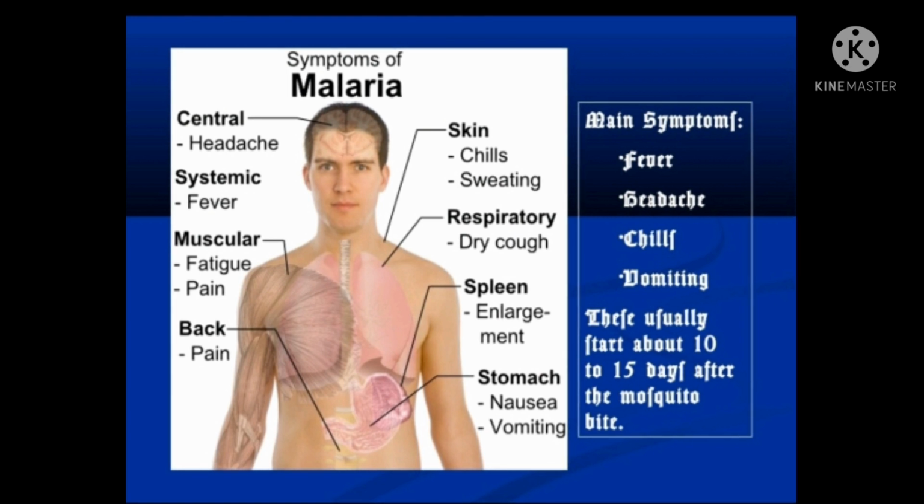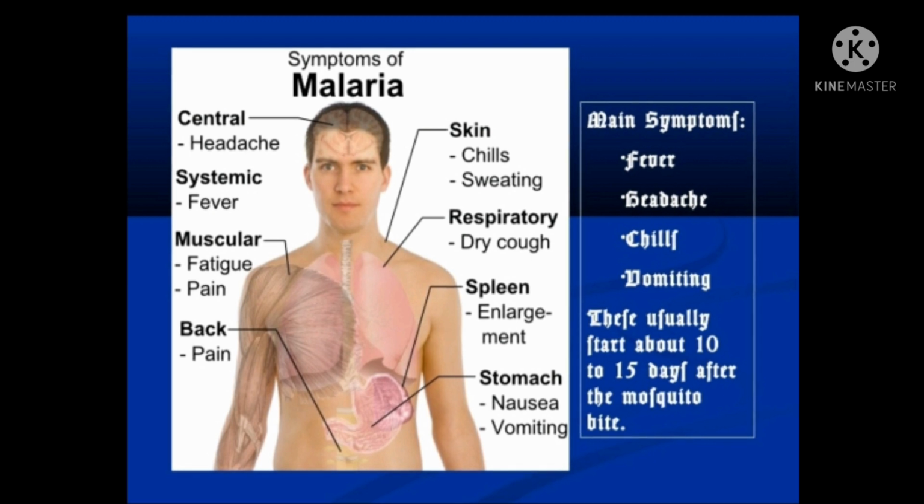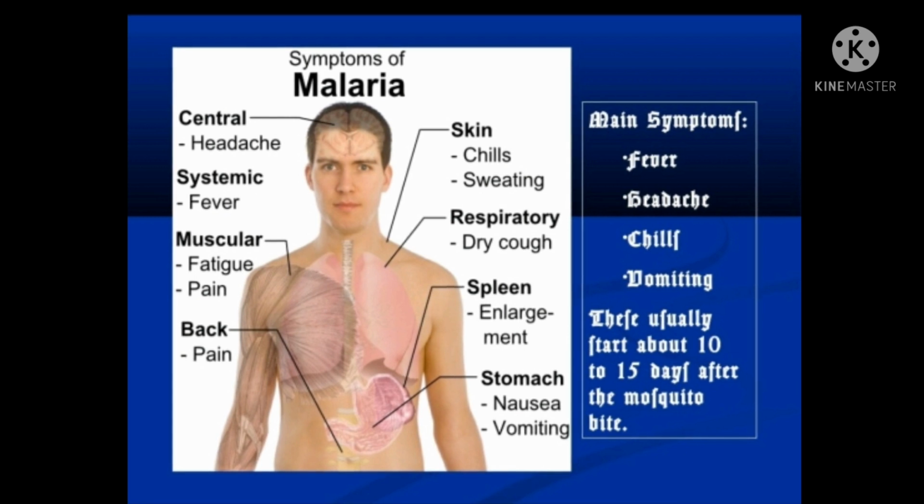So as we can see in this description, central is headache, systemic fever, muscular fatigue and pain, back pain, skin chills and sweating, respiratory dry cough, spleen enlargement, and in stomach nausea followed by vomiting.